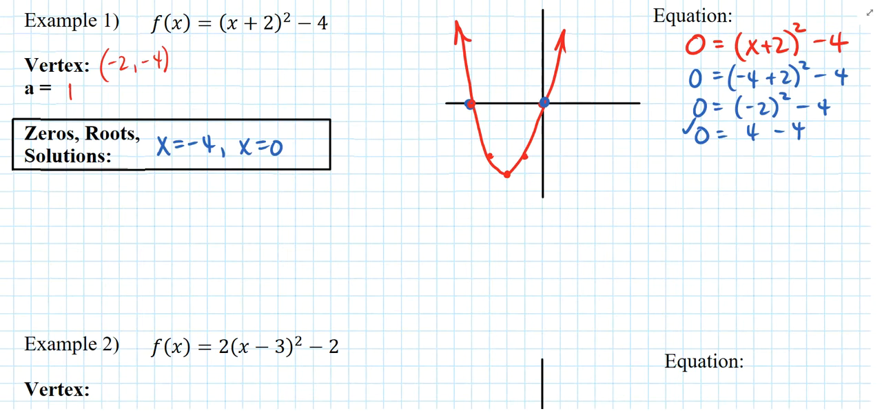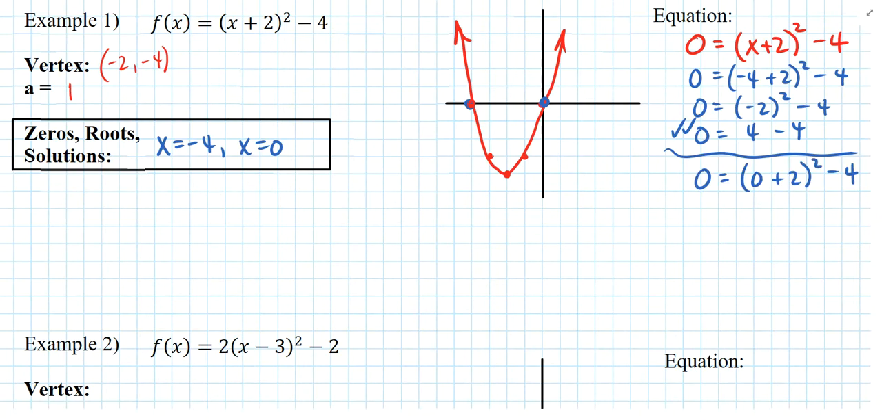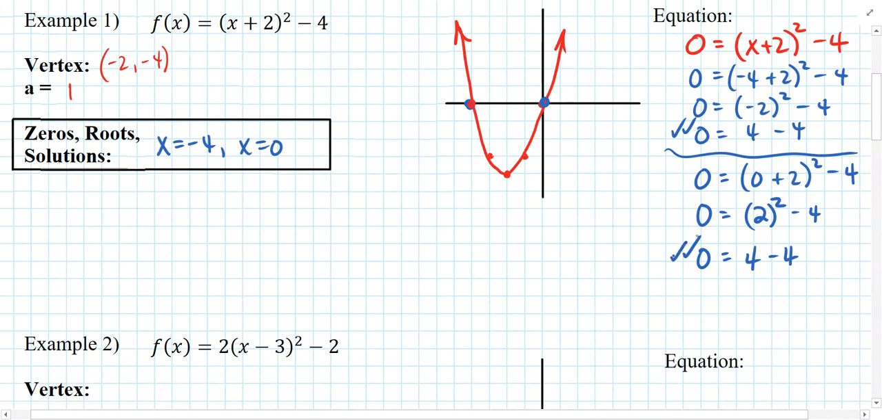The quantity of -4 plus 2 squared minus 4 equals 0, as we expected. Next, we'll check 0. The quantity of 0 plus 2 squared minus 4 is also 0, as we expected. Thus, our solutions are confirmed.